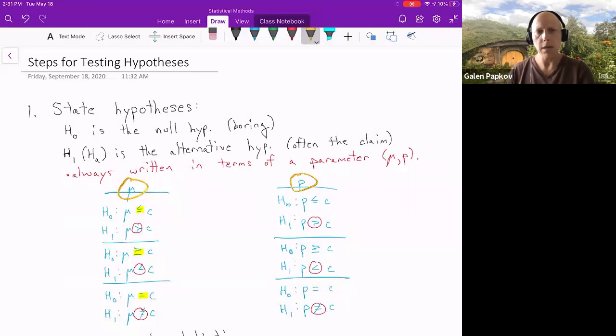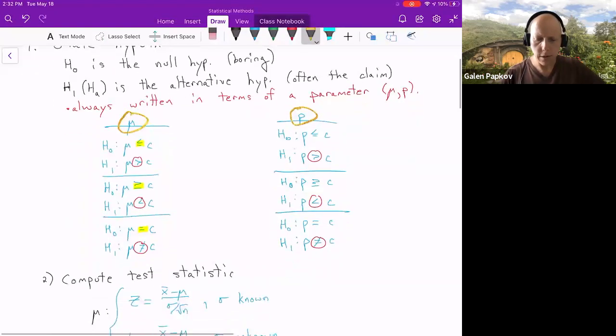The same symbol pairings show up on the proportion side too. And so the only thing that changed is the parameter itself. Either you're drawing an inference about a mean, an average, or about a proportion, a percentage, a probability. So that's really what changes with your hypotheses.